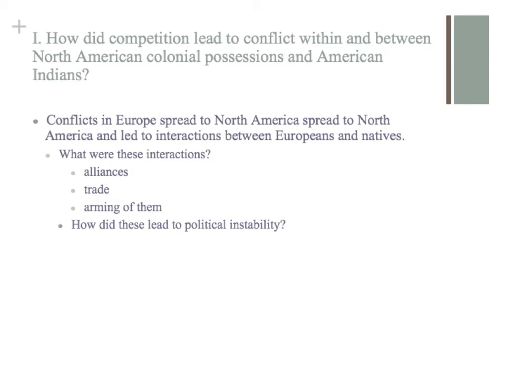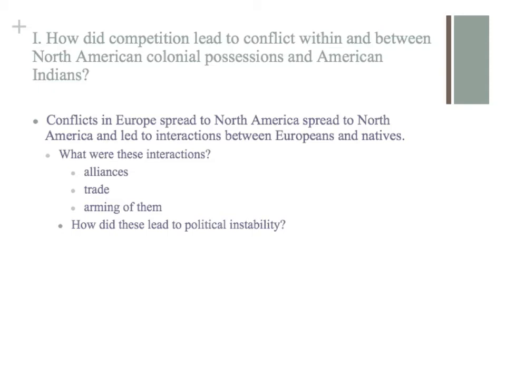And the answer to it, the first one, is conflict spread to North America. I put that on there twice. I have no idea why, but it's too late to change it. So forgive me. And that led to interactions between Europeans and natives. And these interactions were as follows. Number one, they would sign alliance treaties with natives to try to get them to help out a little bit, and, more importantly, to get them to not attack whoever signed the alliance with them.